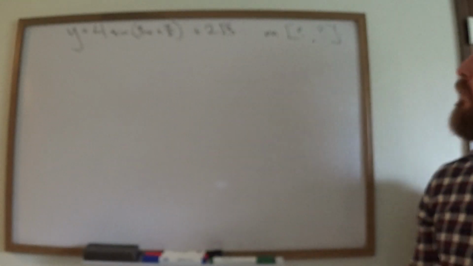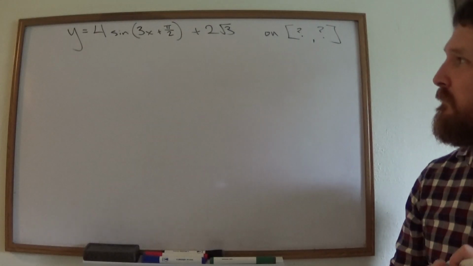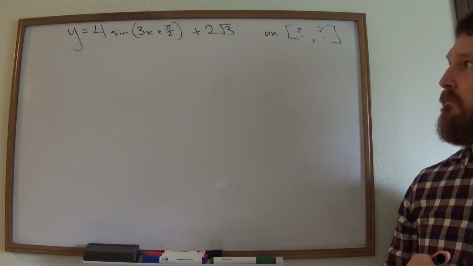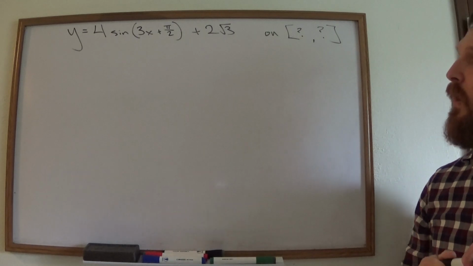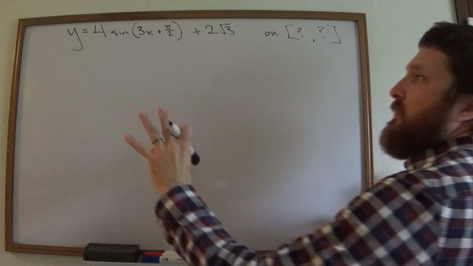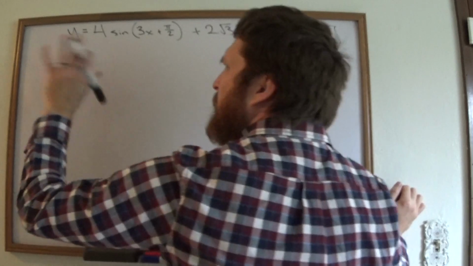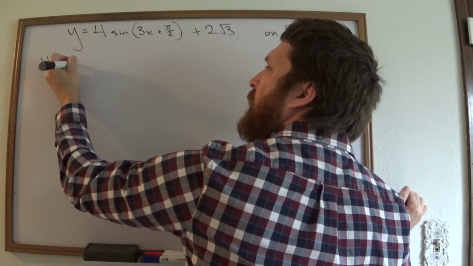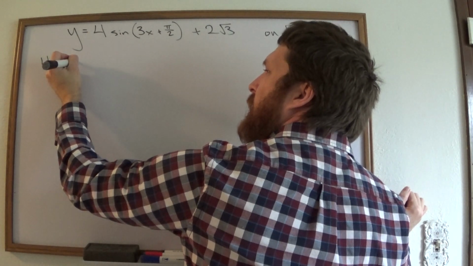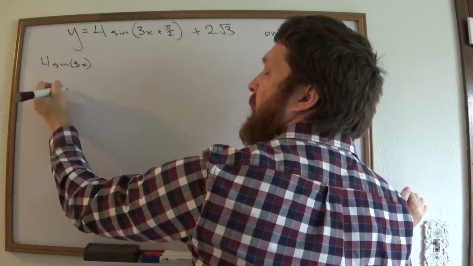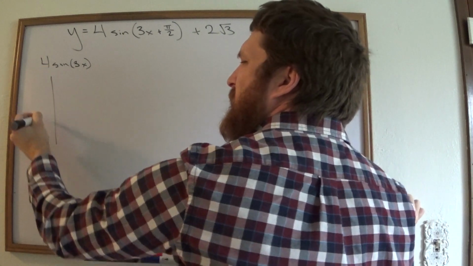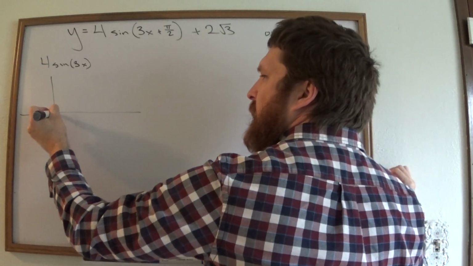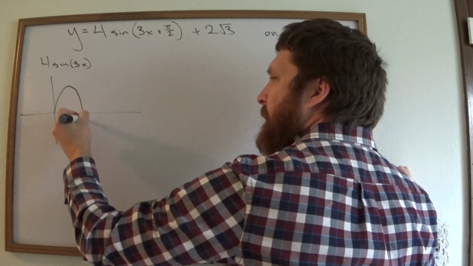Okay, so what do we want to do first? Just graph it without the shift and the stretching. So just 4 sine x. So first, what are we graphing? 4 sine of 3x. Yeah, we could do that, or we could do 4 sine x. What's that going to look like? Where does it start? It starts at 0, goes up to 4, down to negative 4.